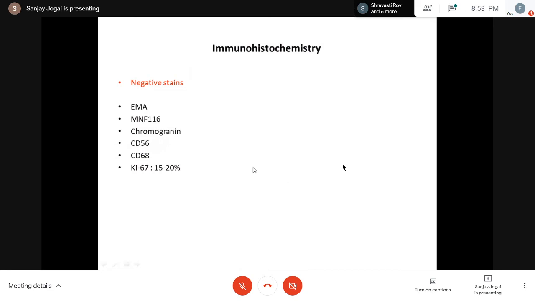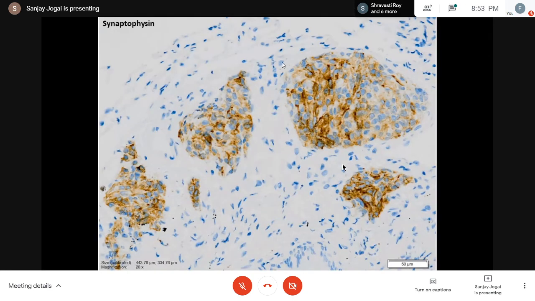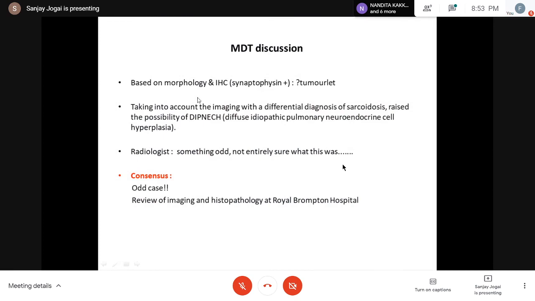But what was positive was synaptophysin. I'm sure you would agree that's unequivocal synaptophysin positivity. So I said, based on morphology, it looks a bit neuroendocrine. Synaptophysin is positive. Is it a tiny tumourlet that they have sampled and they have not got a proper sample or what? So I went to the MDT and they said, oh, this is probably sarcoid.